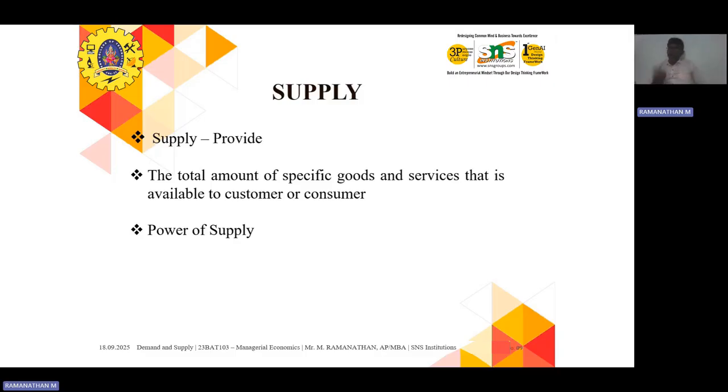For example, demand may be 100 units, but production will be 120 units. So 120 units is the supply. The marketing person, the salesperson, will make people purchase those 120 units. That's the supply. Then you want to know about the power of supply, because supply is what I am holding in my hand. So there is always power in supply, right?